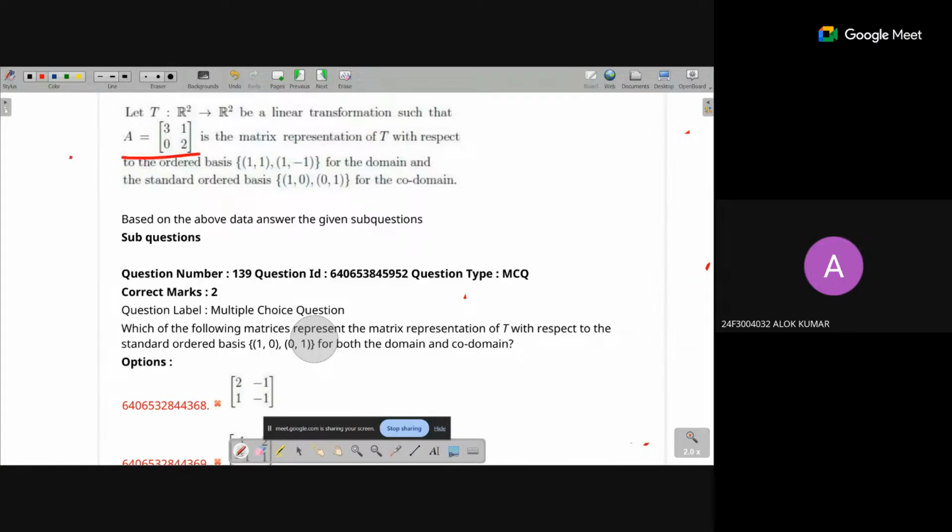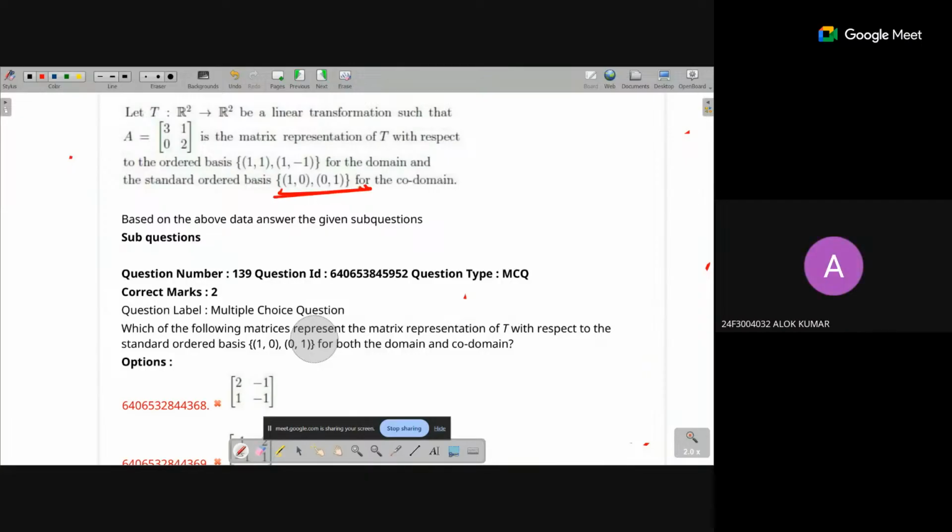If this is the matrix, can anybody explain what 3 comma 0 and 1 comma 2 represent? It is the transformation of 1 comma 1 and the transformation of 1 comma minus 1. Since it is a standard basis, that's why.